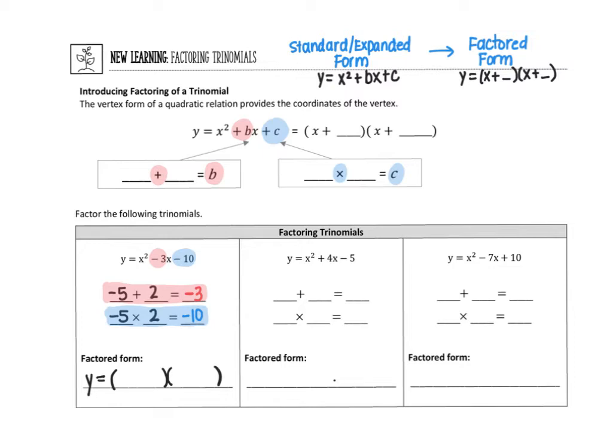So our trinomial y equals x squared minus 3x minus 10 will be y equals, and then in brackets, x minus 5, and then another set of brackets, x plus 2.